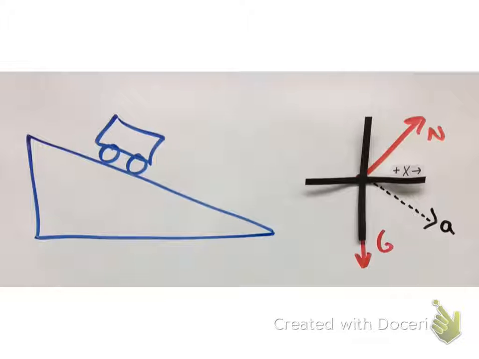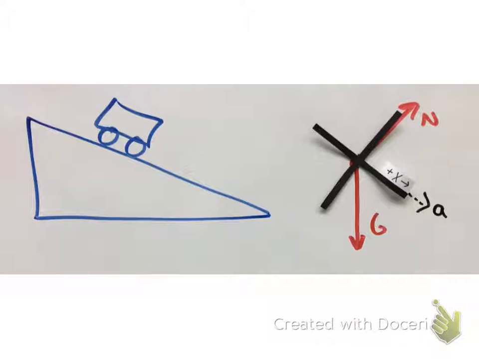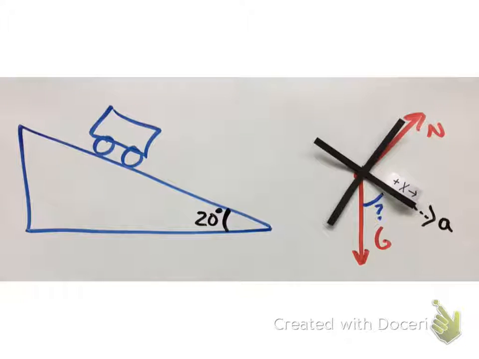So what could we do to make the acceleration in the direction of positive x? Well, if we want acceleration in the direction of positive x, we could just turn our coordinate axis so that positive x fits in the direction of the acceleration. So now that means our reference angle for the gravitational force is that angle between gravity and positive x.